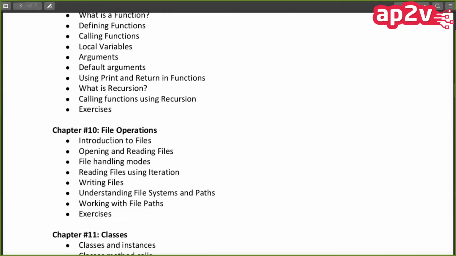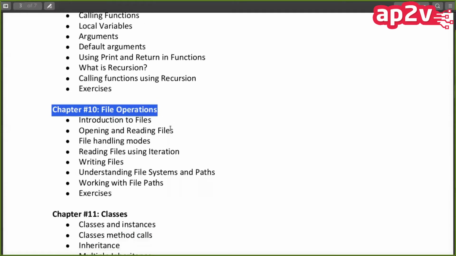Now we have to discuss file operations. This is chapter 10. In this chapter, we will learn how to work with text files or different files. If you would like to read some file using a Python program, or create a new file, or edit some file using Python, you can simply edit your files and create new files using a Python script. So this is all about file handling.